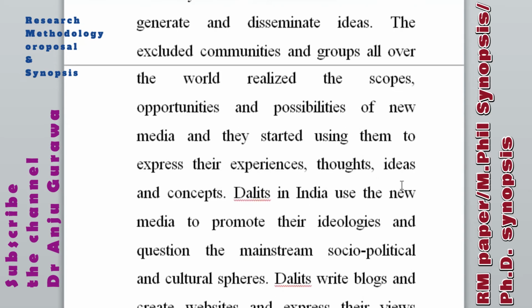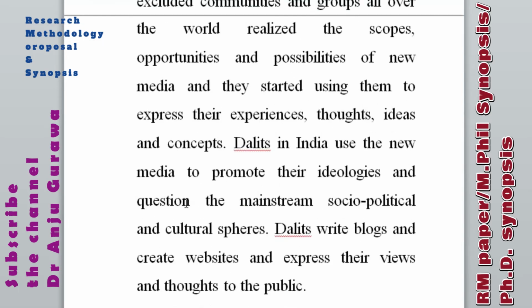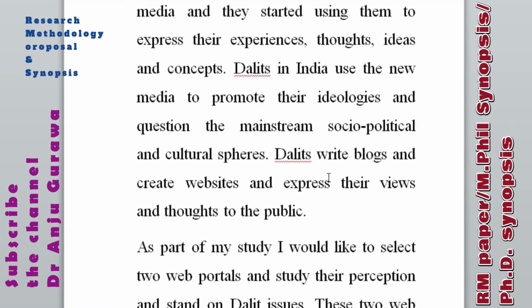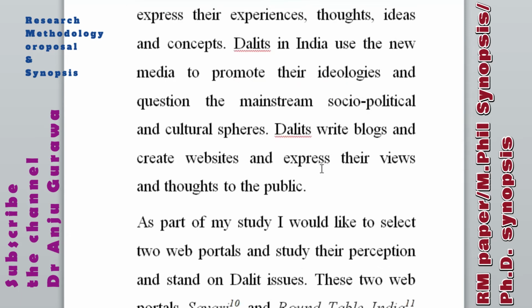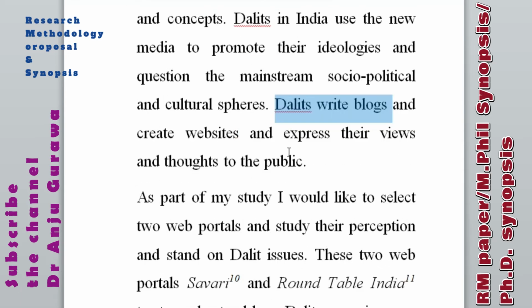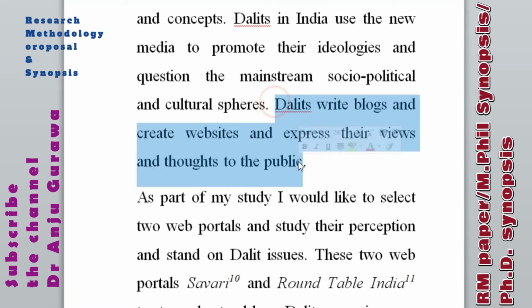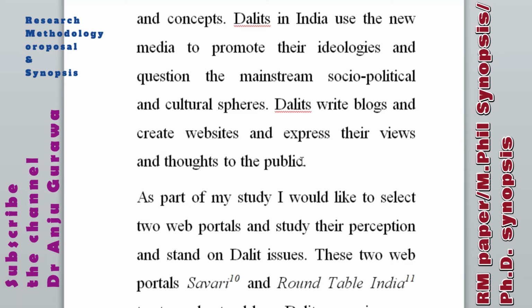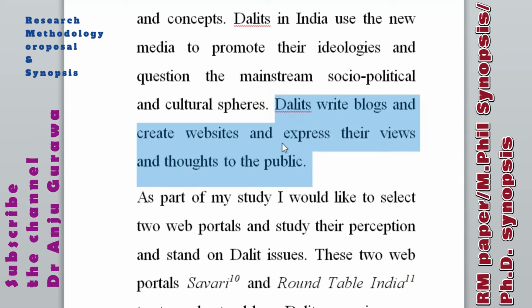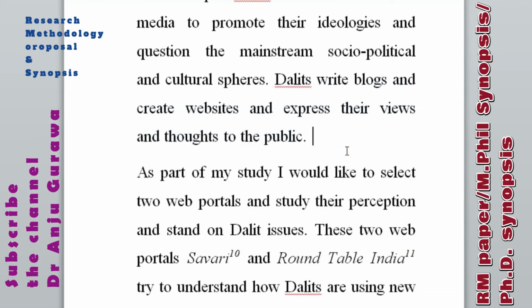The new media provide much freedom and flexibility, unlike mainstream media, to generate and disseminate ideas. The excluded communities and groups all over the world realize the scope, opportunities and possibilities of new media, and they start using them to express their experience through ideas and concepts. Dalits in India use new media to promote their ideologies and question the mainstream social, political and cultural sphere. Dalits write blogs and create websites. Okay, so this is the basic thing: Dalits write blogs, create websites and express their views to the public. So this is what the scholar is trying to find out: what are the present means through new media.